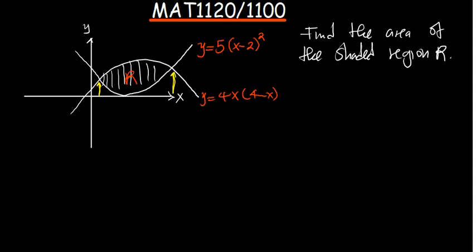So to be able to get that, since this is y is equal to and this is y is equal to, meaning y is equal to y, then these two portions should also be equal. So to find the values of x, we're going to equate those two parts. That would be 5(x minus 2) squared being equal to 4x(4 minus x).